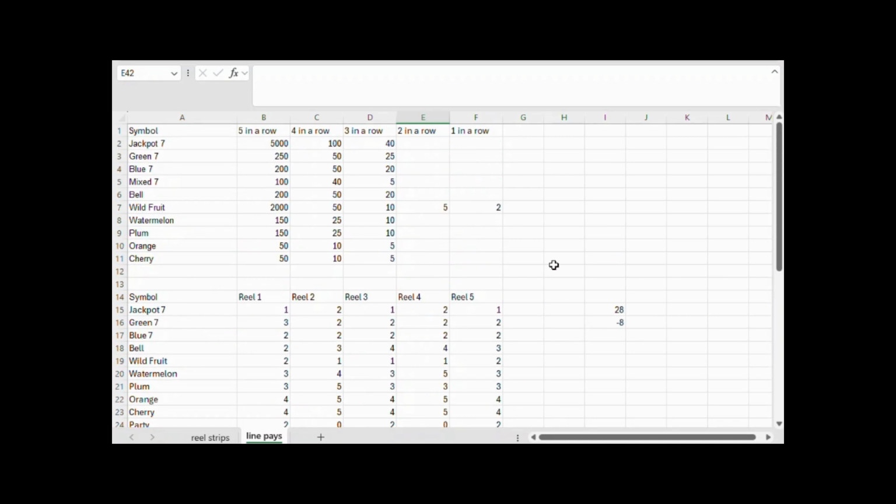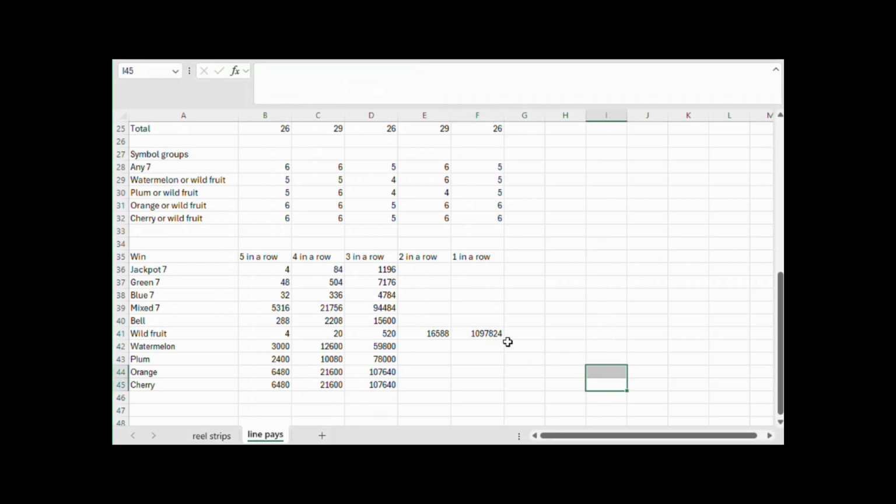And now let's look at 1 wild. So 1 wild pays 2, and 3 of any fruit pay at least 5. So we're going to need to subtract out things like wild and then cherry, or wild orange.